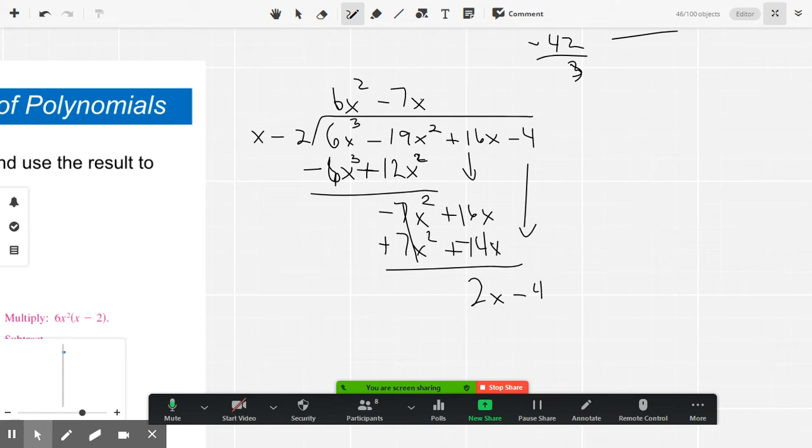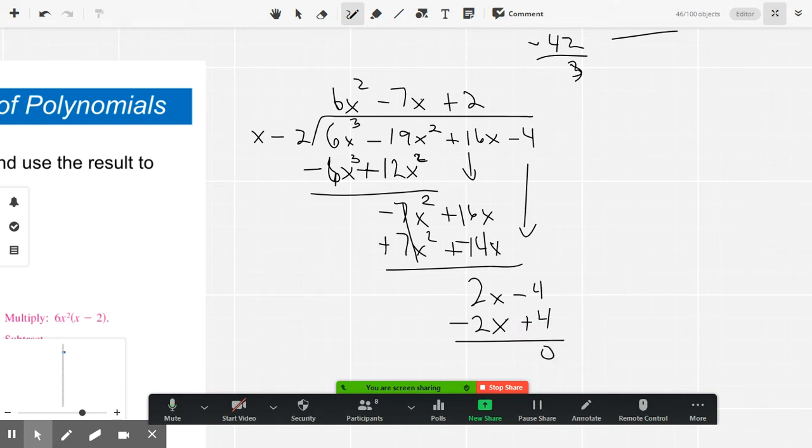Now x times what is 2x? That would be a positive 2. So that's going to be 2x minus 4. I change the signs. I get a remainder of 0.